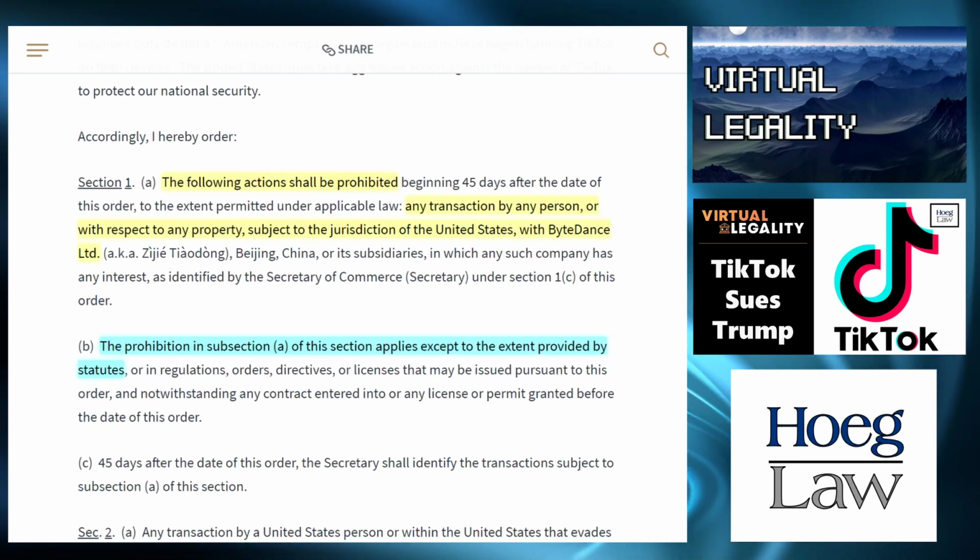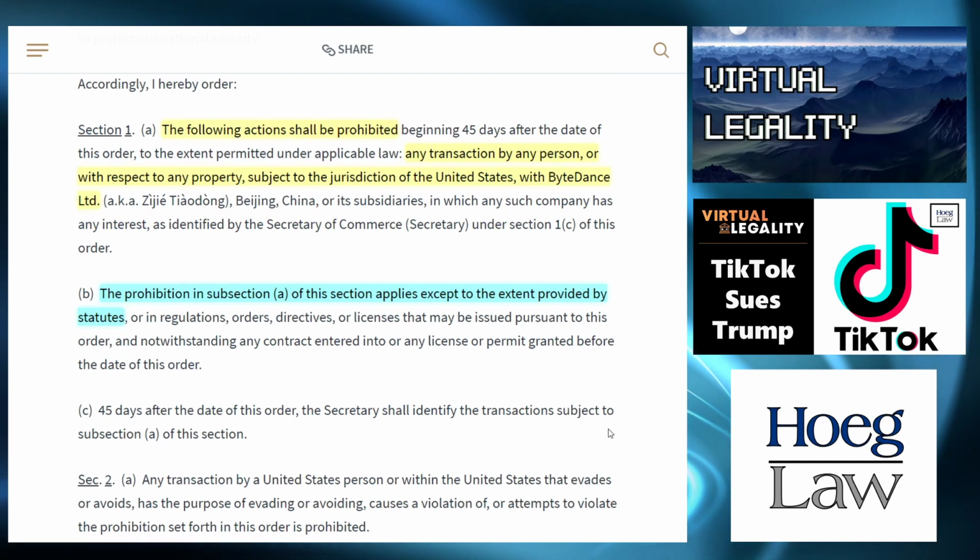Now, what this actual executive order does was the following. It says the following actions shall be prohibited: any transaction by any person or with respect to any property subject to the jurisdiction of the United States with ByteDance Limited, i.e. the parent company of TikTok. This is going up the ladder, not just for TikTok, but everything that ByteDance does. Now, it does say here in blue, as you will see, the prohibition of this section applies except to the extent provided by statutes, which I do think will short circuit at least some of the complaints that TikTok makes in their lawsuit as well.